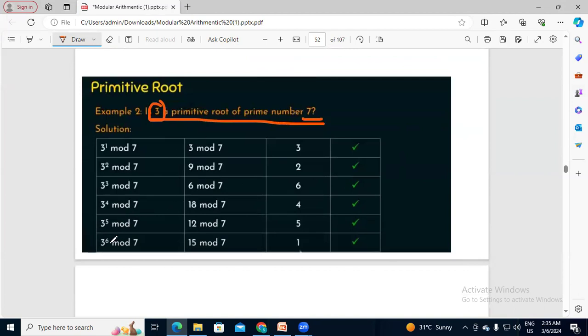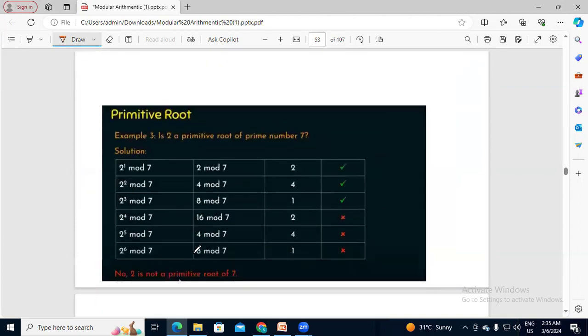Taking the next example, we need to compute whether 3 is a primitive root of 7. In the same way, the last power will be 6 as the number is 7. Compute 3 to the power 1 mod 7, 3 to the power 2 mod 7, 3 to the power 3 mod 7, and so on. You need to check the modulus results and whether any number is getting repeated. Not a single number is getting repeated. So in that case, you can say that 3 is a primitive root of prime number 7.